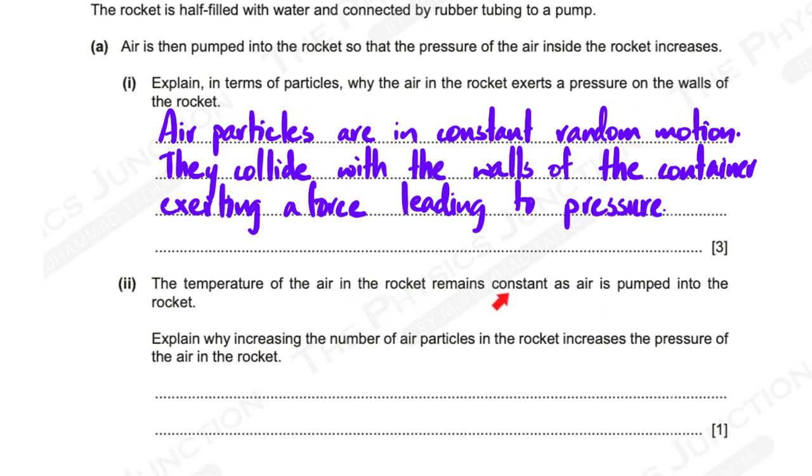Temperature of air in the rocket remains constant as air is pumped into the rocket. Explain why increasing the number of air particles increases the pressure. So if you have more number of air particles, how would that apply a greater force? And you just need to say this here, that you'll have more frequent collisions which would obviously exert a greater average force, leading to a higher pressure. Instead of more frequent collisions, you can also say more collisions per unit time. Both of these are correct.